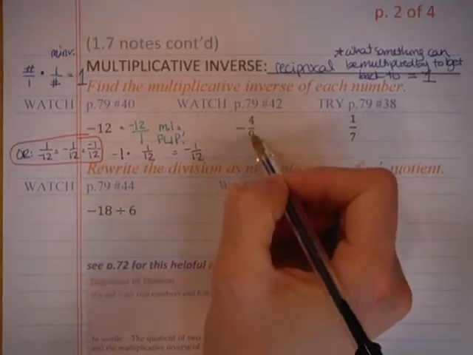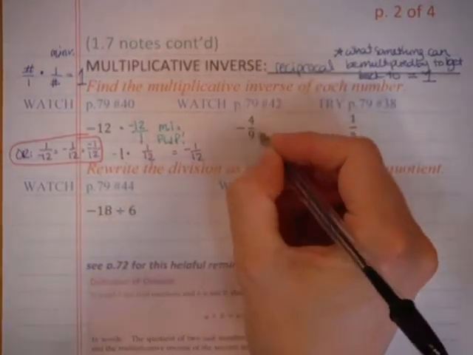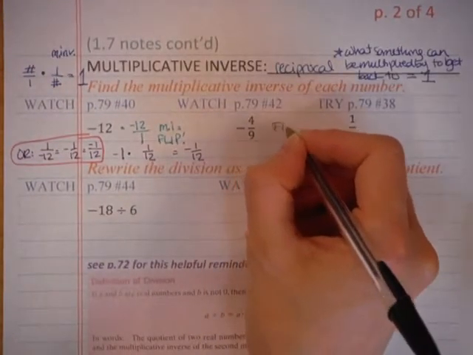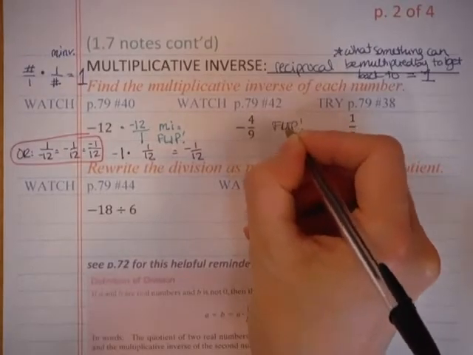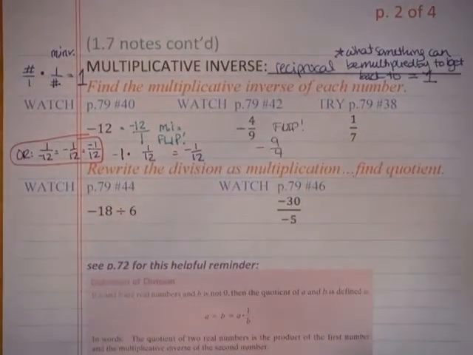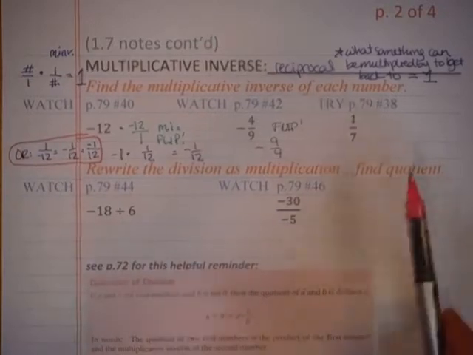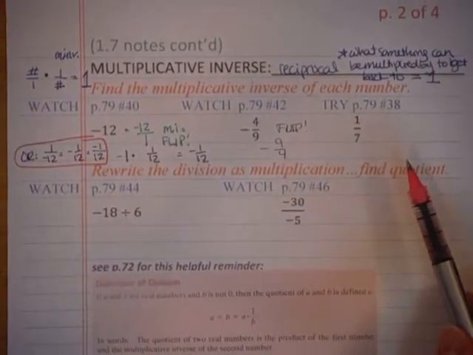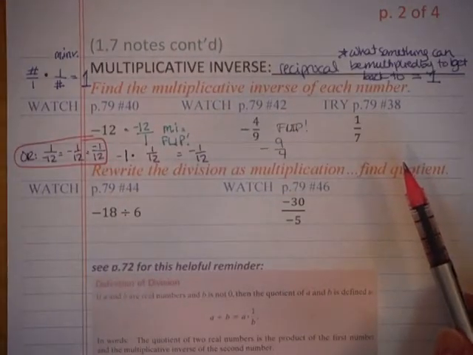I've got negative 4/9, the multiplicative inverse. It's already in fraction form, so I flip it, and I end up with negative 9/4. Sign stays the same, you just need to flip it. Okay, you try this one, number 38. Pause the video, give it a whirl, we'll come back.